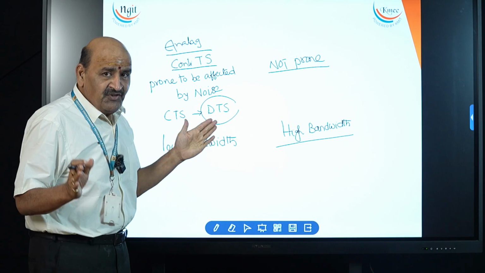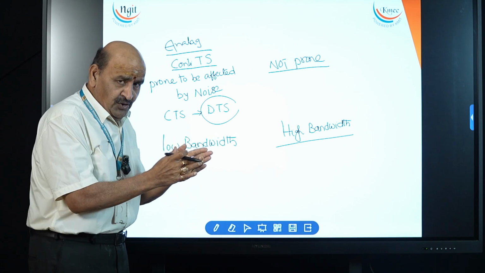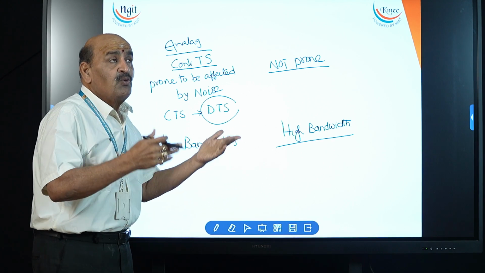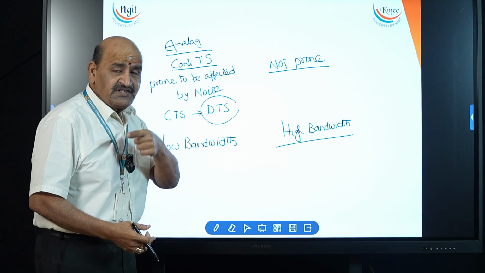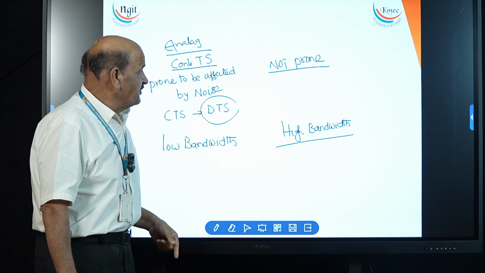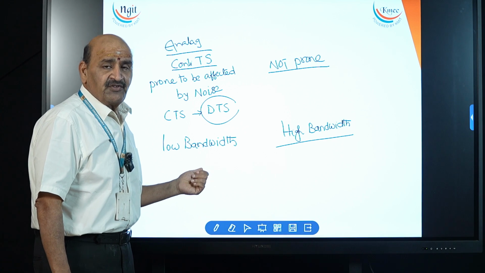Here, low bandwidth means what? Just like our roads, narrow roads, where traffic is very high and congested. The same concept is applicable to virtual concepts. Those are physical live examples, and these are virtual live examples. So these are the differences between analogous systems and discrete systems.